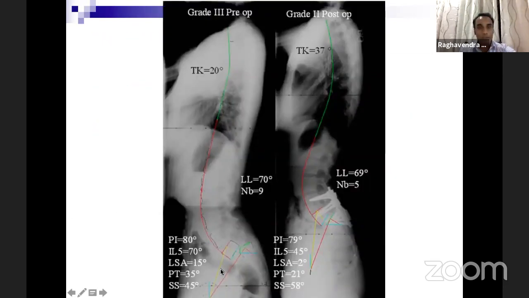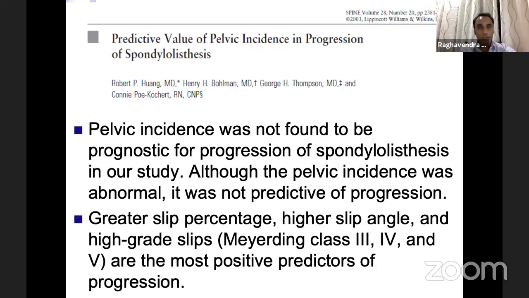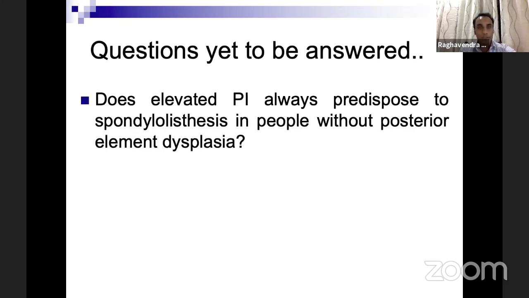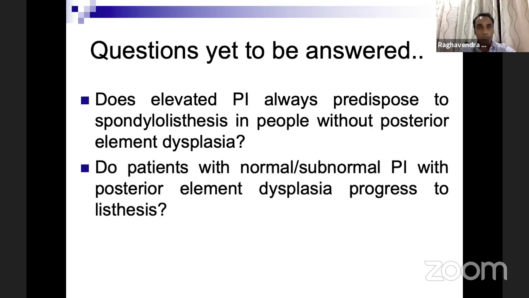So this is a study which refutes claims that it is not important. And to sum up, pelvic incidence remains unchanged throughout our life. So we have a single reference for thoracic kyphosis and lumbar lordosis to compare with, and it is independent of pelvic orientation. So even with pelvic incidence predisposed to spondylolisthesis, what happens to them? So with this, I quickly conclude my talk.